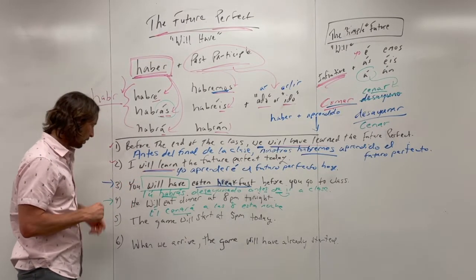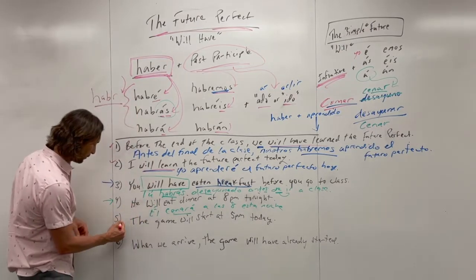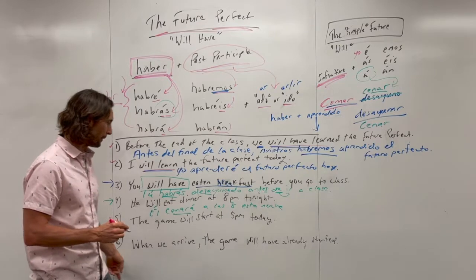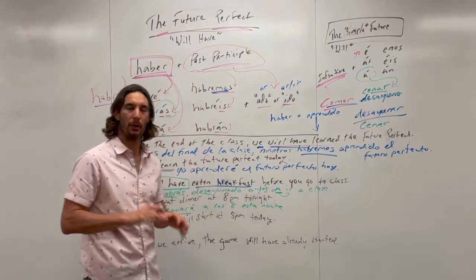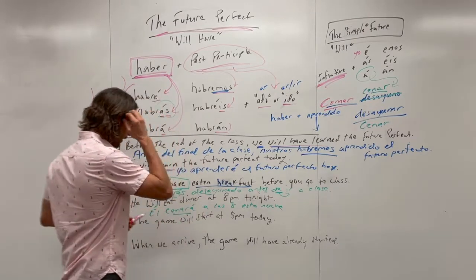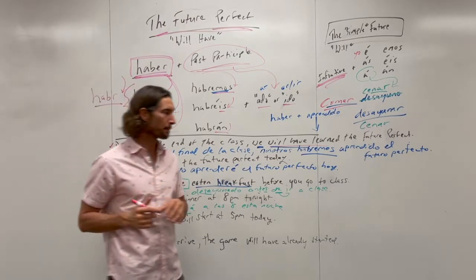All right, good. So the game will start at 5 p.m. today. So notice here we're doing the simple future. And then we have the future perfect here. So, just change it a little bit so we don't get too stuck in that pattern, right? The game will start at 5 p.m. today. So to start, we have two verbs.